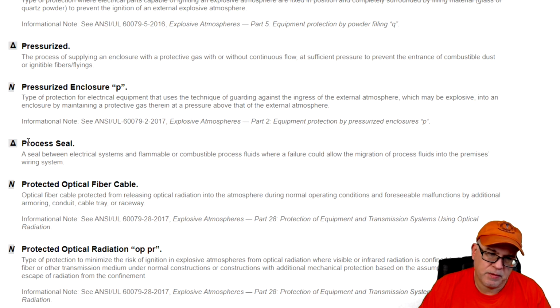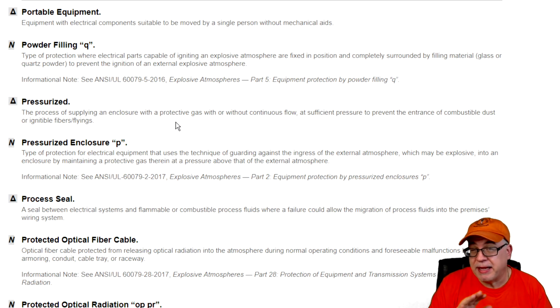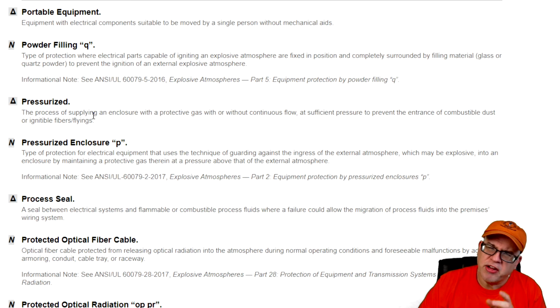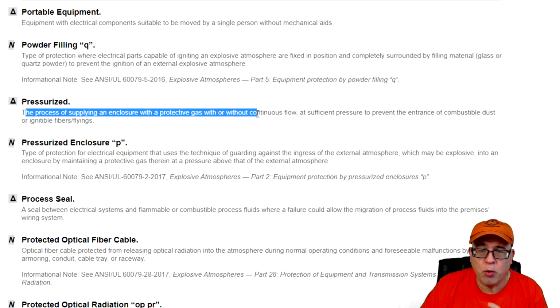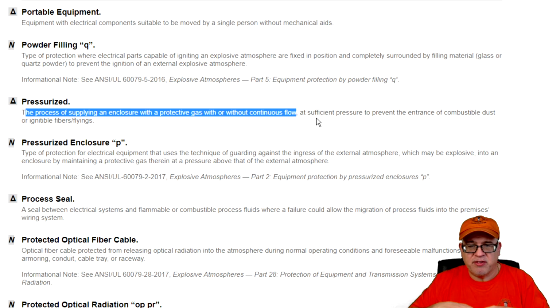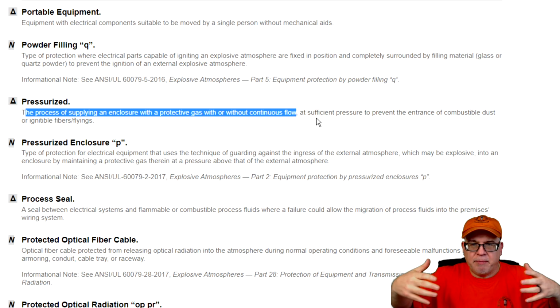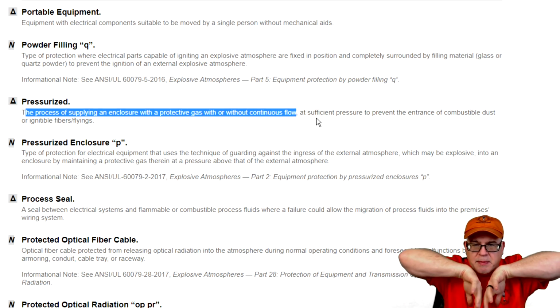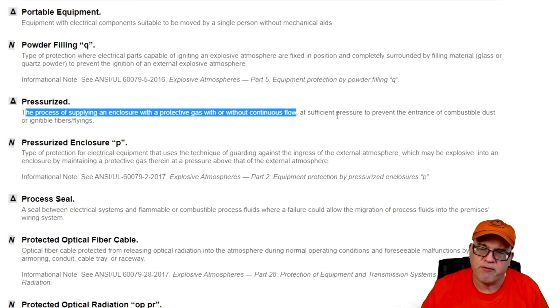Okay, we have what's called pressurized. So what is pressurized? You're going to read about this, and we're going to talk about it more in detail. Pressurized, when it's defined in the code, is the process of supplying an enclosure with a protective gas with or without continuous flow. So it could be gas in it, then it's sealed. It creates a positive barrier, not a negative barrier where things could get sucked in. It's positive. It's keeping the air out. Think of pressure pushing against the walls. And it's a sufficient pressure to prevent the entrance of combustible dust or ignitable fibers or flyings.